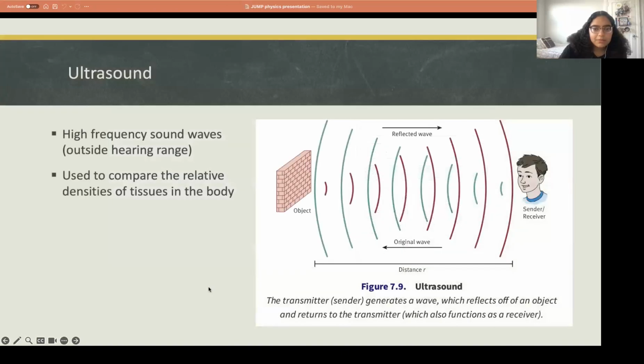All right. So another thing that was in the AAMC was ultrasound. It was in their list of things for sound waves. So something to note about ultrasounds, it uses very high frequency sound waves that are outside your hearing range, so you can't hear when they do an ultrasound, but you can use it to compare relative densities of tissues. And so it generates the wave and then it reflects off of the objects and returns. And so the transmitter is also the receiver. So it's sending out the wave and then also getting it back. And then from there, it can look at the densities of tissues to generate, say, images or things like that.